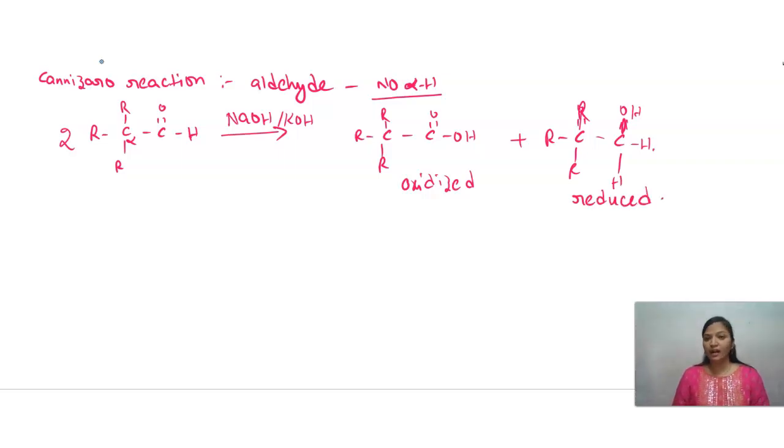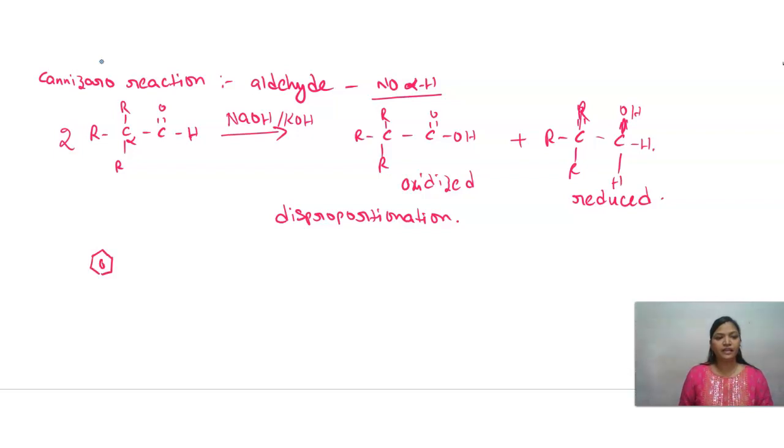So if a compound undergoes both oxidation as well as reduction in the same reaction, this type of reaction is called a disproportionation reaction. So here this reaction is a disproportionation reaction, we can say. And for example, we can see here the mechanism of this reaction.